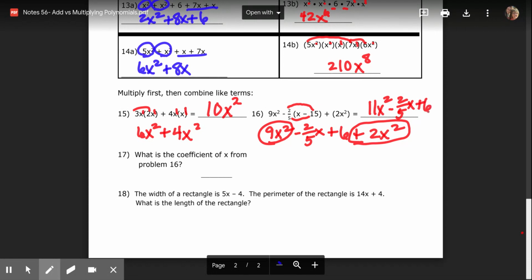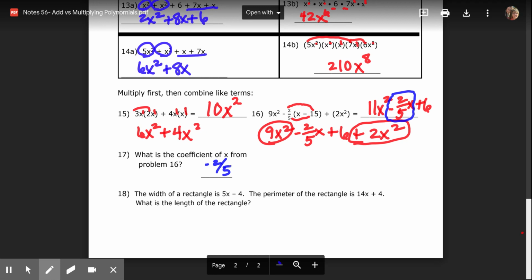All right, let's look at 17. What is the coefficient of x from problem 16? So we're going to look at problem 16 and the coefficient of x. Well, here's our x term right there. So the coefficient is negative 2/5. Well, that wasn't that hard. All right, let's look at number 18.